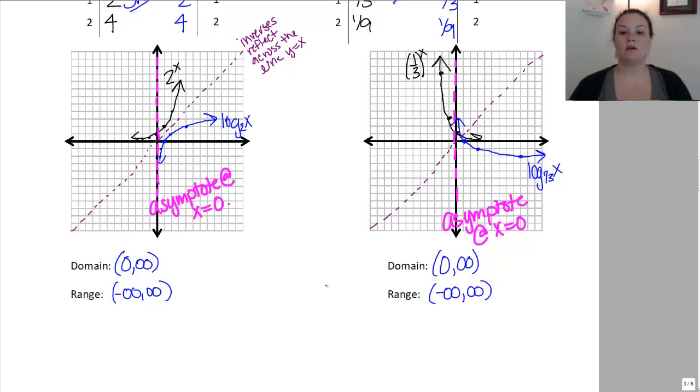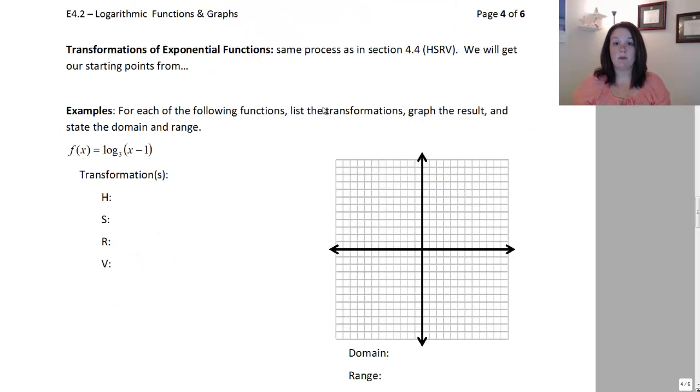So what we're going to do now is we're going to take these and we're going to start transforming them. Okay, so what we just did here is how we're going to start it. We're going to look at the inverse function to get our table of values. Then we're going to swap it to get the log parent function. And then once we have the log parent function, then we can do our transformations to see what our new function looks like.